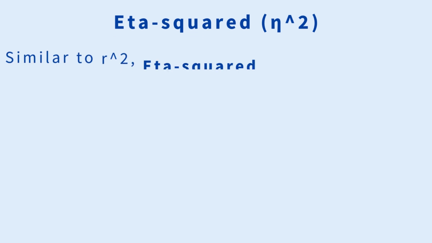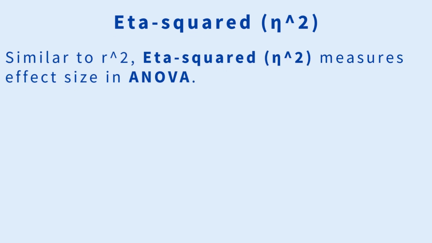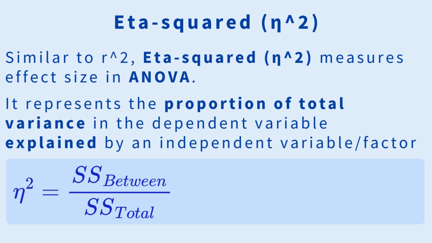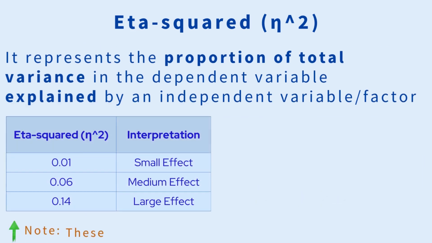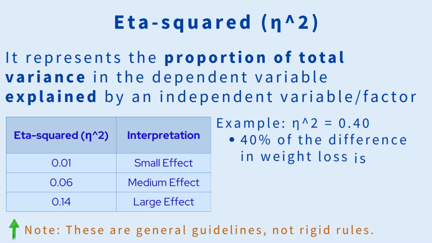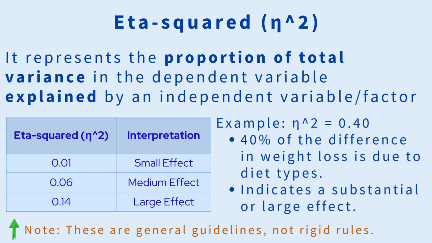Similar to R-squared for linear relationships, eta squared is used to measure effect size in ANOVA. It represents the proportion of total variance in the dependent variable that is explained by a particular independent variable or factor. Its value ranges from 0 to 1. For instance, when comparing weight loss across different diet types, a calculated eta squared of 0.40 indicates that 40% of the total variance in weight loss can be explained by the different diet types. This represents a substantial or large effect of diet on weight loss.